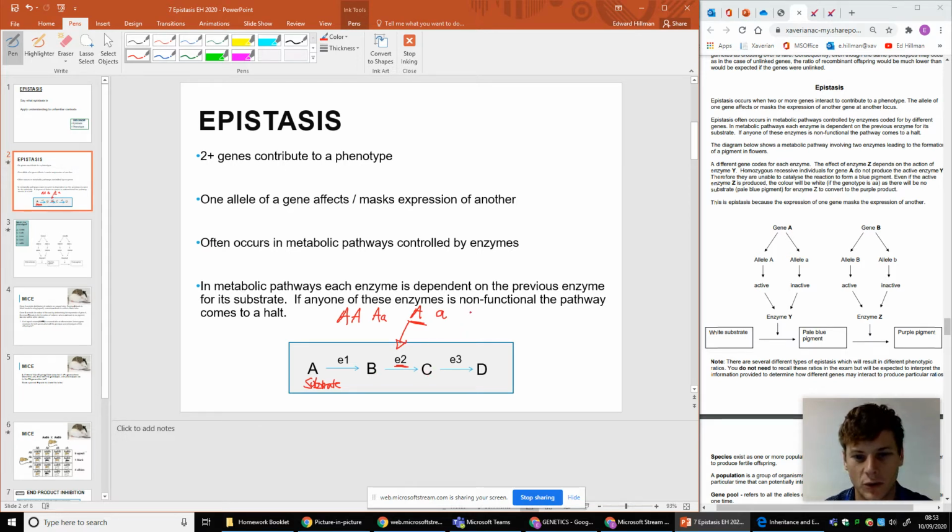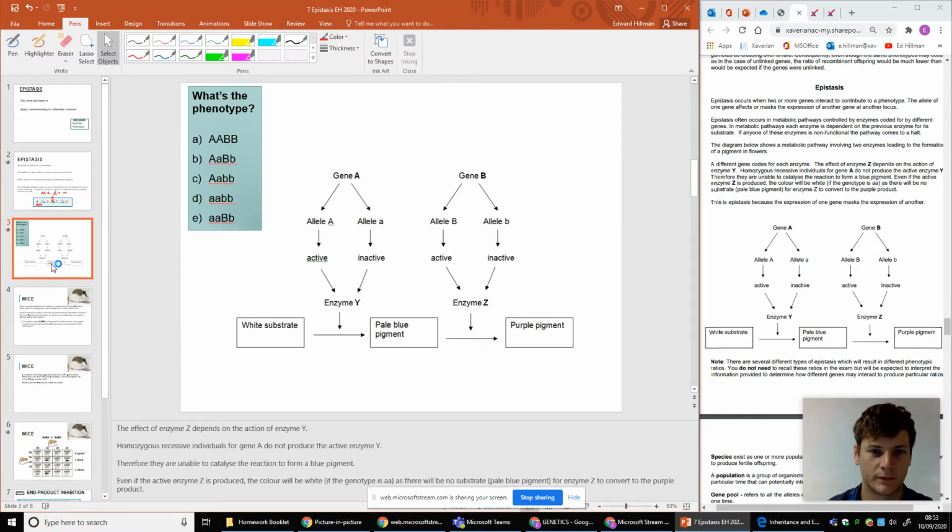However, if an individual were homozygous recessive for this A allele, this enzyme would no longer function. So substrate B could not be converted into substrate C, and therefore the final product D cannot be produced either. Let's have another look at an example of this. Okay, so in this example, this is the one that you've got in your notes.